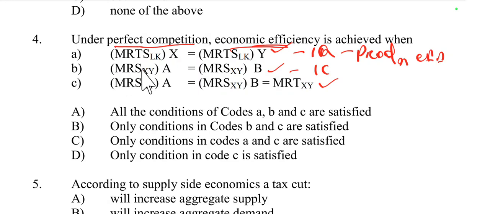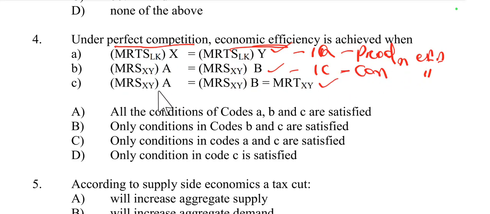Then the second one, MRS XY of A is equal to MRS XY of B on the indifference curve. It is called consumption efficiency. First one is production efficiency, MRTS LK, and MRS XY is called consumption efficiency. This is achieved when the marginal rate of substitution between goods X and Y is equal across all consumers, ensuring that the allocation of goods between consumers is optimal. So it is called consumption efficiency.